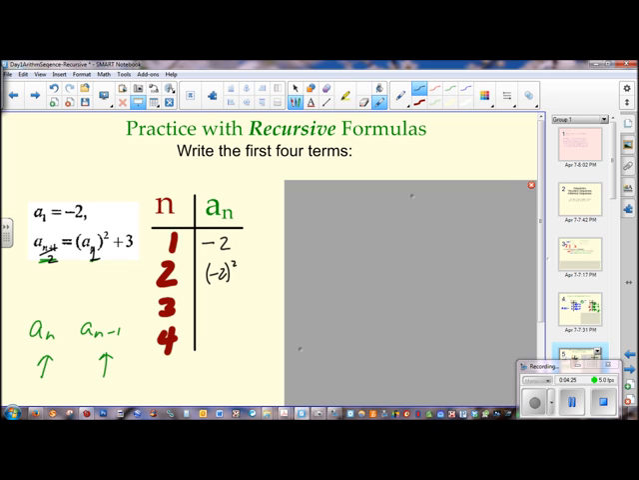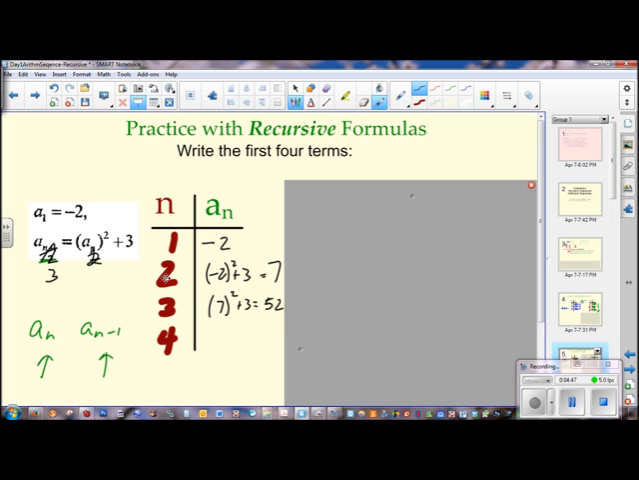I'm going to square that. I'm going to add 3. It's going to give me 4 plus 3 is 7. I move on to a sub 3. Well, if I want a sub 3, that means I can take a sub 2, which was 7, and I'll square it, and I'll add 3. And that's going to give me 49 plus 3 is 52.